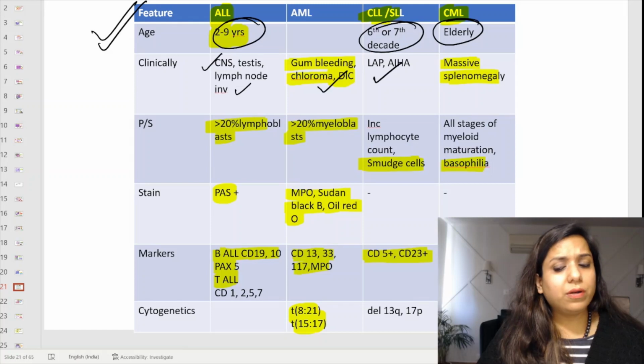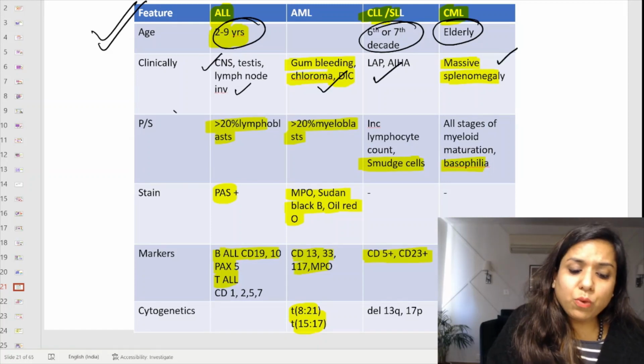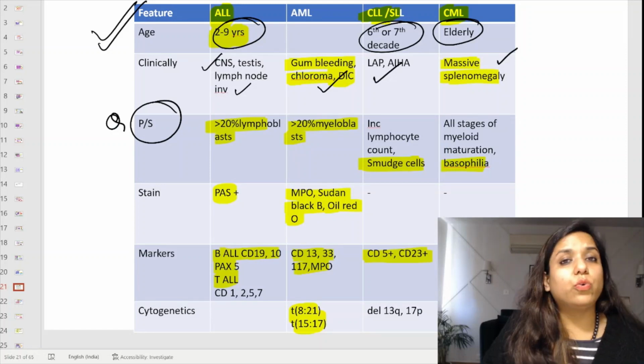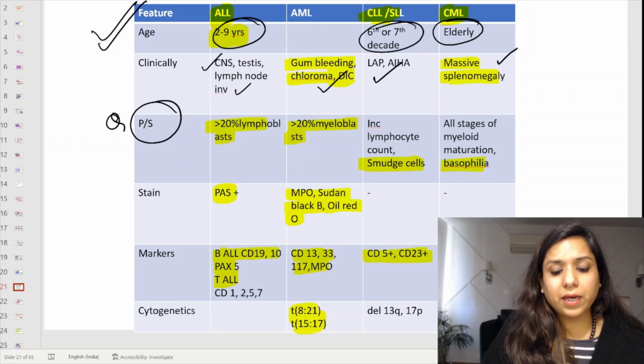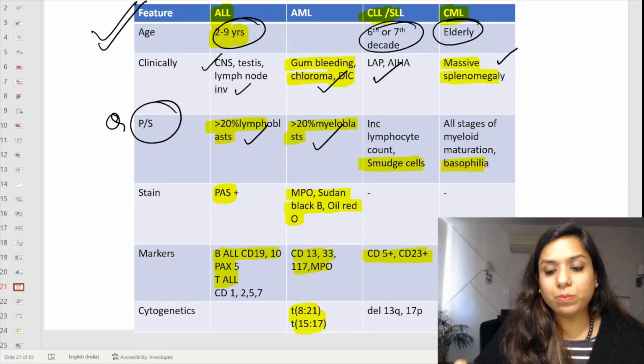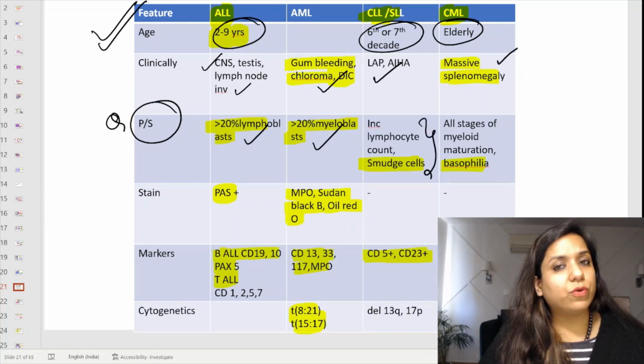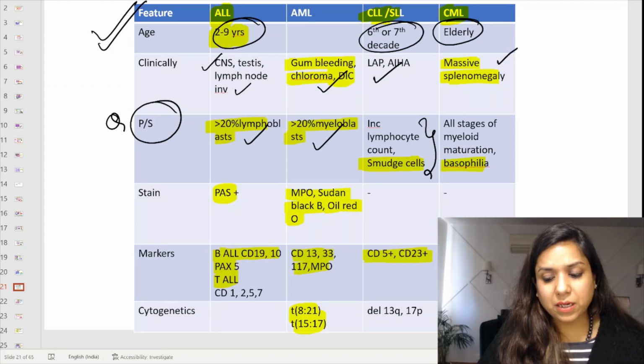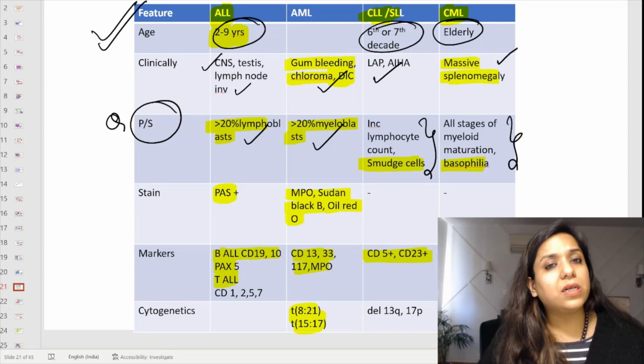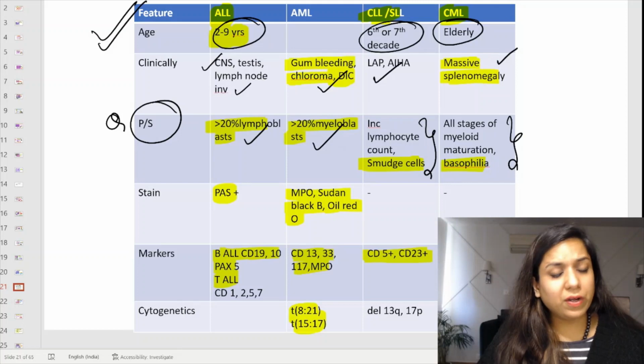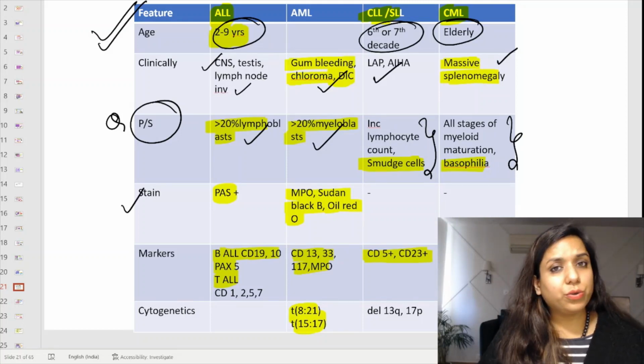CLL, I've told you, lymphadenopathy, and CML, look for massive splenomegaly. The most important point which will be a clue is the peripheral smear. ALL: more than 20% lymphoblasts. AML: more than 20% myeloblasts. CLL, I told you, mature lymphocytes along with smudge cells, and CML, all cells of myeloid maturation along with basophilia. Stains I have already told you for lymphocytes, lymphoblasts and myeloblasts.